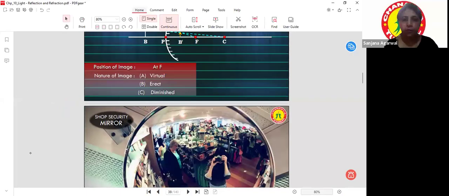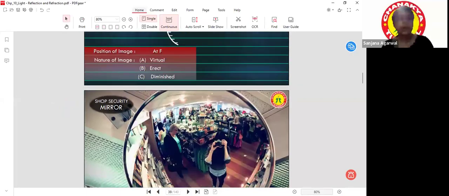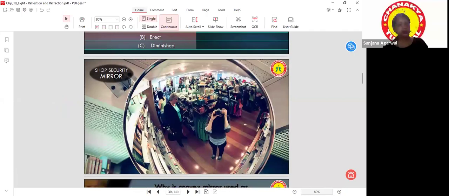So this is a very common example of shop security mirrors, which are convex mirrors. At public places you will always find such a mirror, which gives us smaller size images, but we do not have to do anything with larger images. We just need a wider field of view. Okay.